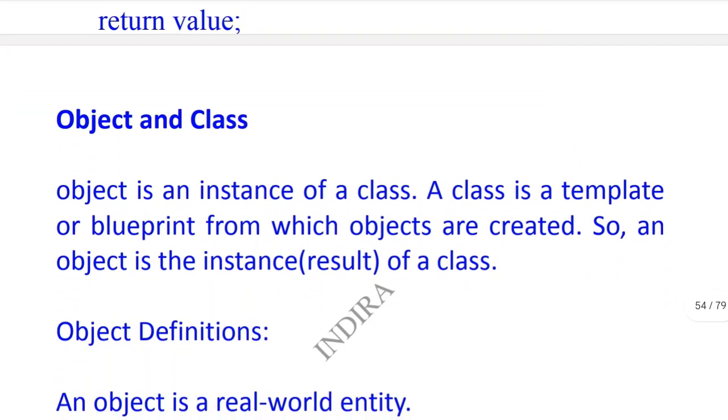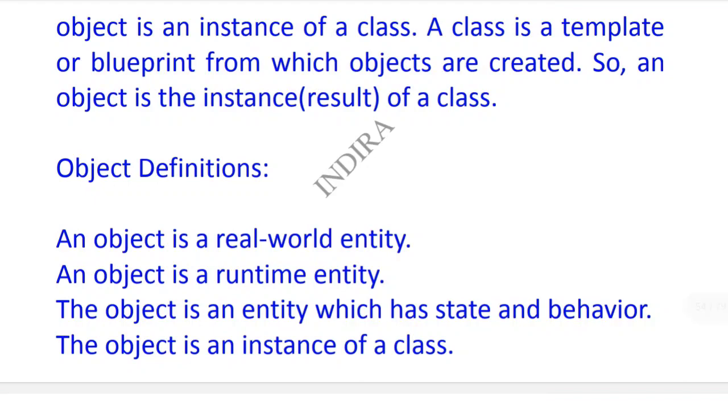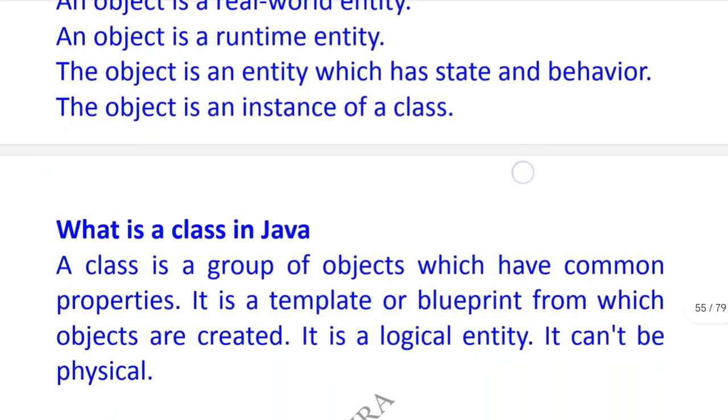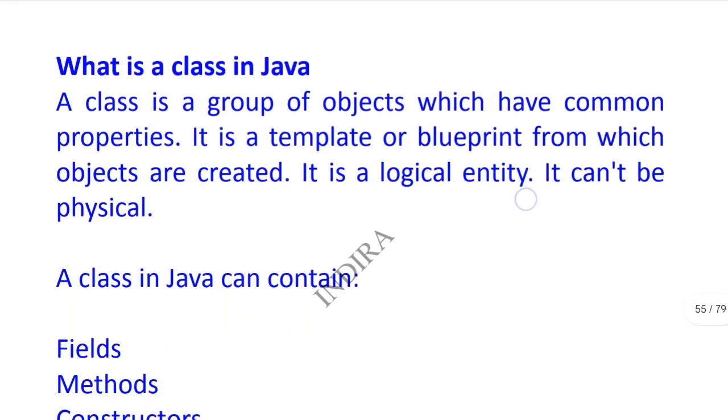Object and class. In OOPS concepts we learn about objects. An object is an independent term and a class is a collection of objects, or a blueprint from which objects are created. So here also it is only repeated. And the object definition: an object is a real world entity, a runtime entity. All these 4 points are important to define objects, and a class is a group of objects which have common properties. This is the class.